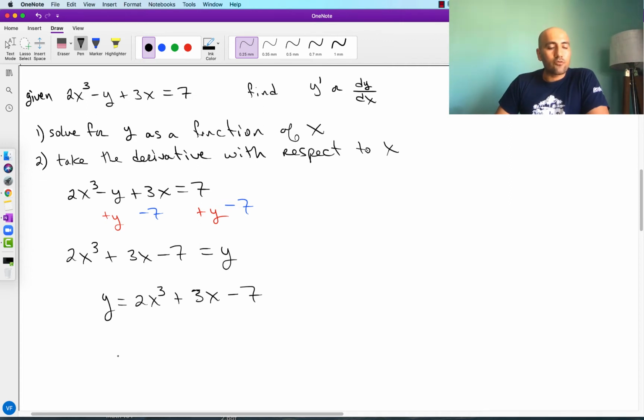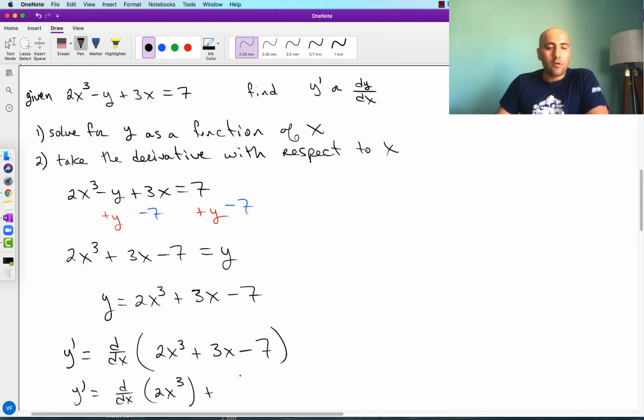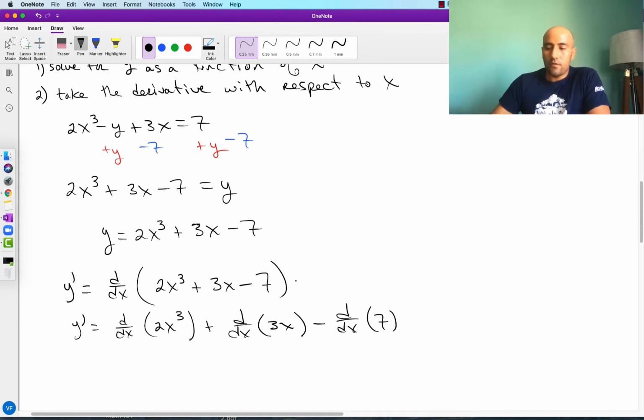Now I'm ready to take the derivative. So y prime is equal to the derivative with respect to x of this function, 2x cubed plus 3x minus 7. And so y prime is going to be equal to d dx of 2x cubed plus d dx of 3x minus d dx of 7. So y prime is equal to 6x squared plus 3.